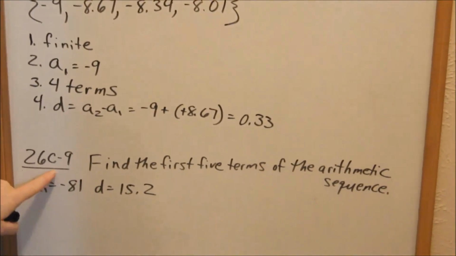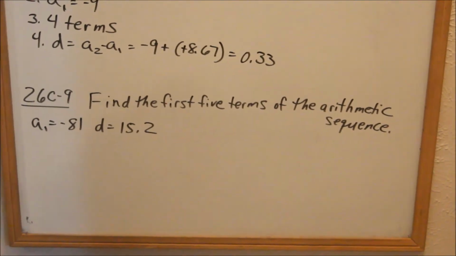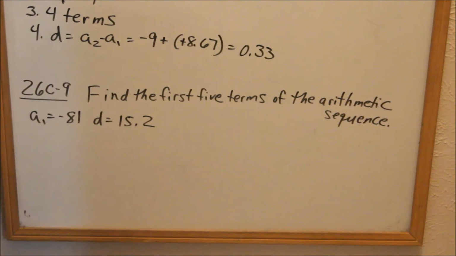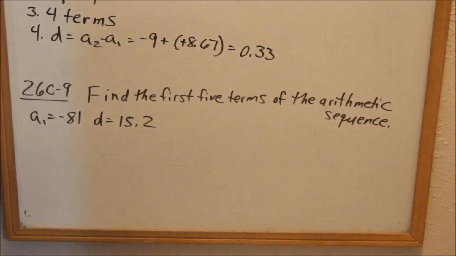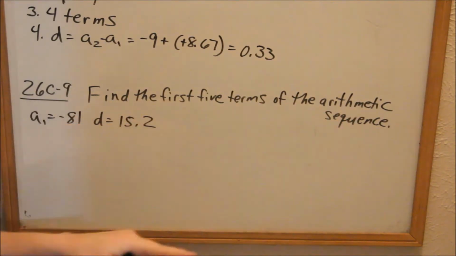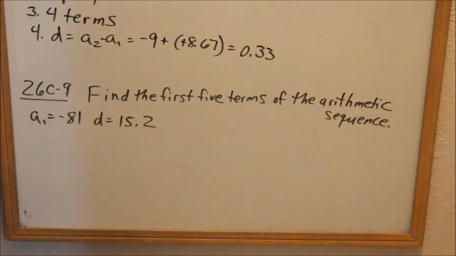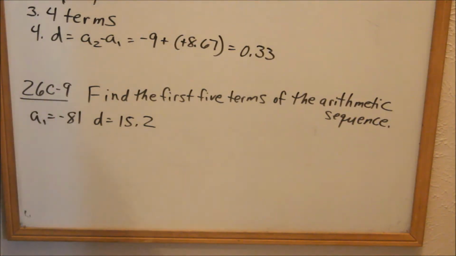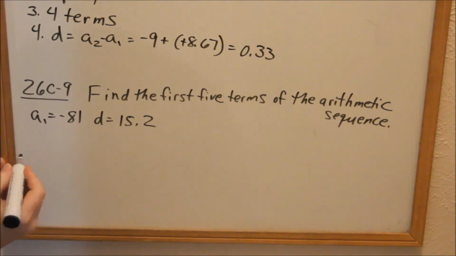Okay, look at 26C, number 9. The instructions say, find the first 5 terms of the arithmetic sequence. The fact that they're telling us it's an arithmetic sequence means you will be adding the same number every time to get the next number. Arithmetic means you're adding, because when you're doing arithmetic, you're adding or subtracting. So, arithmetic sequence, you're adding the same number every time to get the next number.